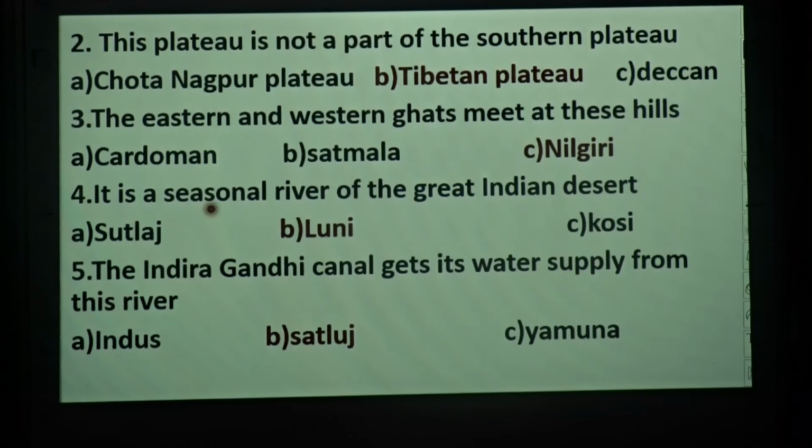It is a seasonal river of the Great Indian Desert. So in the Great Indian Desert, which is the seasonal river? River Luni. And the Indira Gandhi Canal gets its water supply from this river. So the Indira Gandhi Canal gets water from which river, children? It is from the Satluj river.